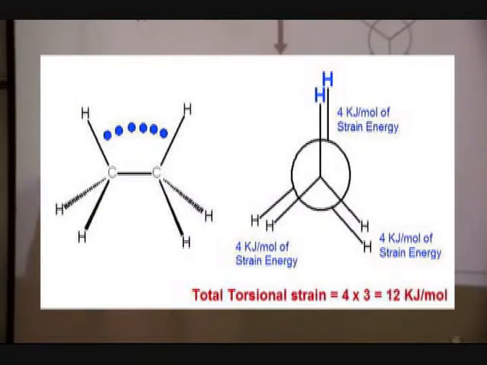So, that's our first kind of strain energy. A carbon to hydrogen bond on one carbon is lined up, or eclipsed, with a carbon to hydrogen bond on the second carbon. This causes what we call torsional strain, and it's about 4 kilojoules per mole of strain.